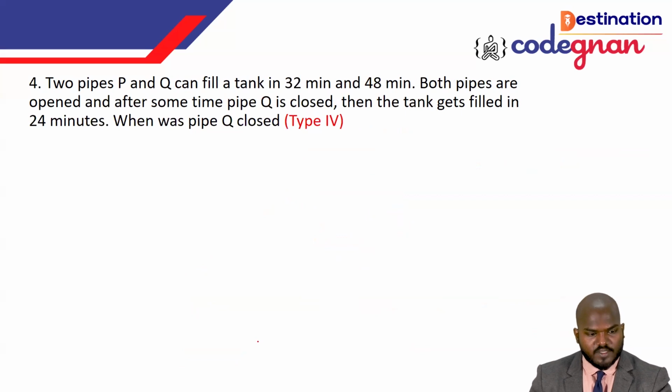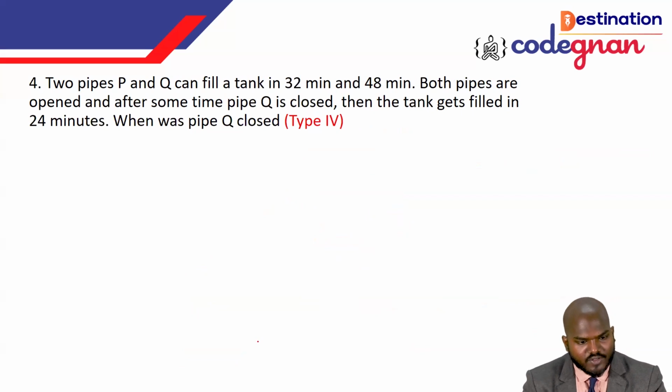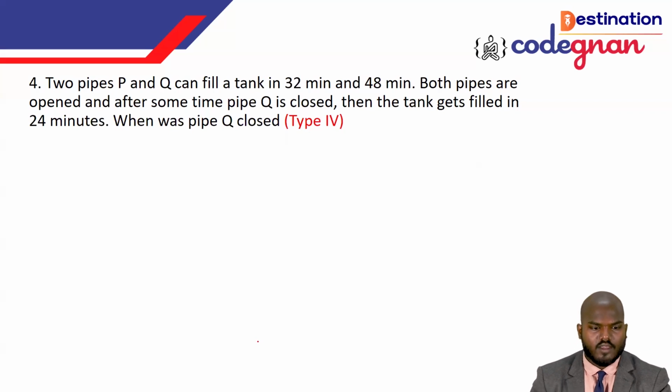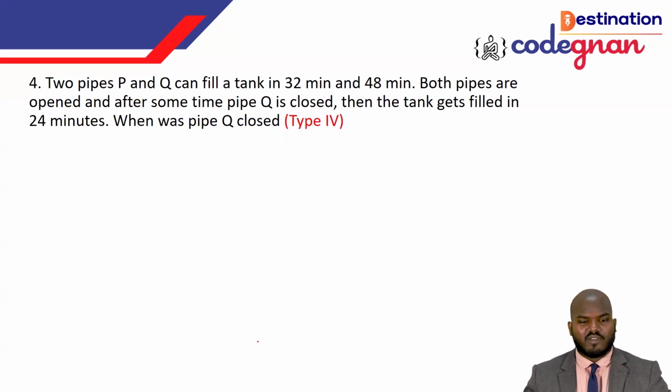So there are two pipes here. P and Q can fill a tank in 32 and 48 minutes. If both the pipes are open, after some time pipe Q is closed, then the tank gets filled in 24 minutes. We need to find when pipe Q was closed. Okay, so here I can have some idea about it.